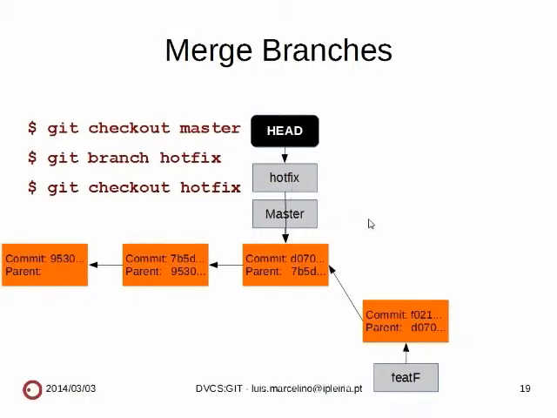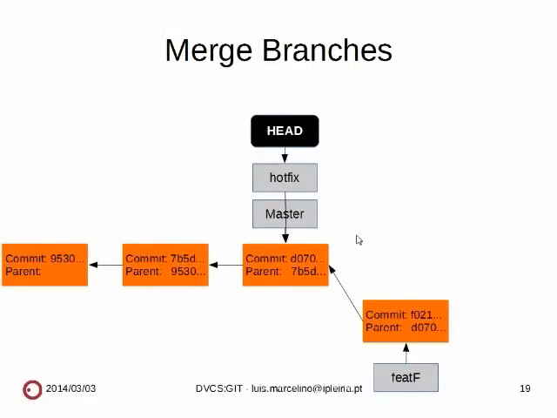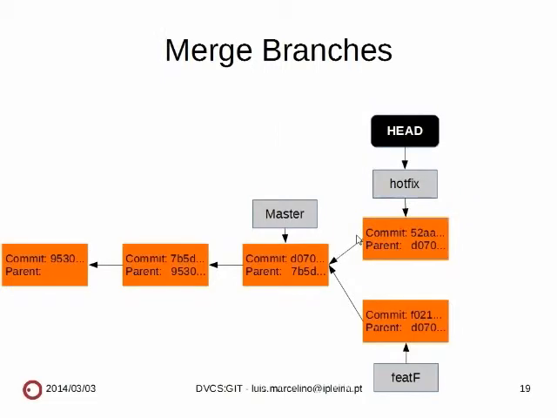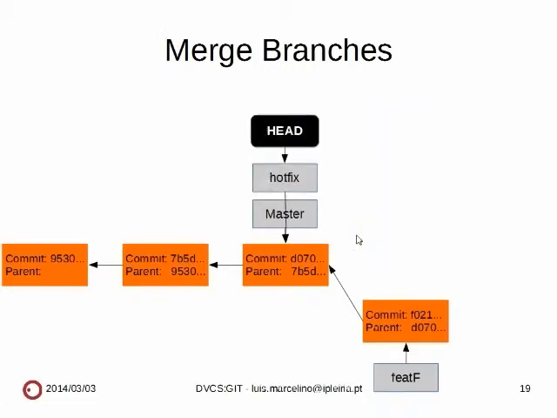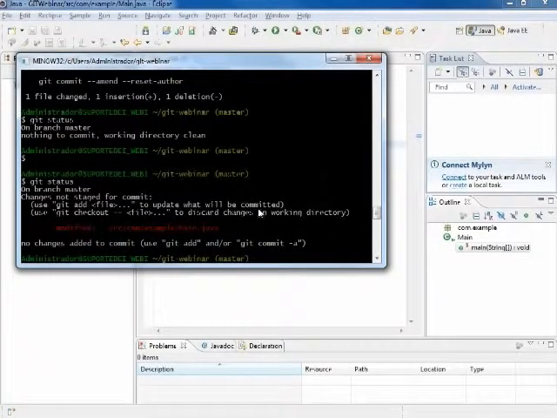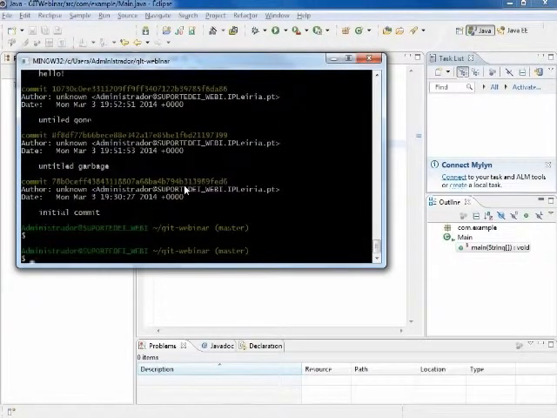I think at this point it may be worth showing you what happens here. So let's say that I'm on master and I'm going to git branch.